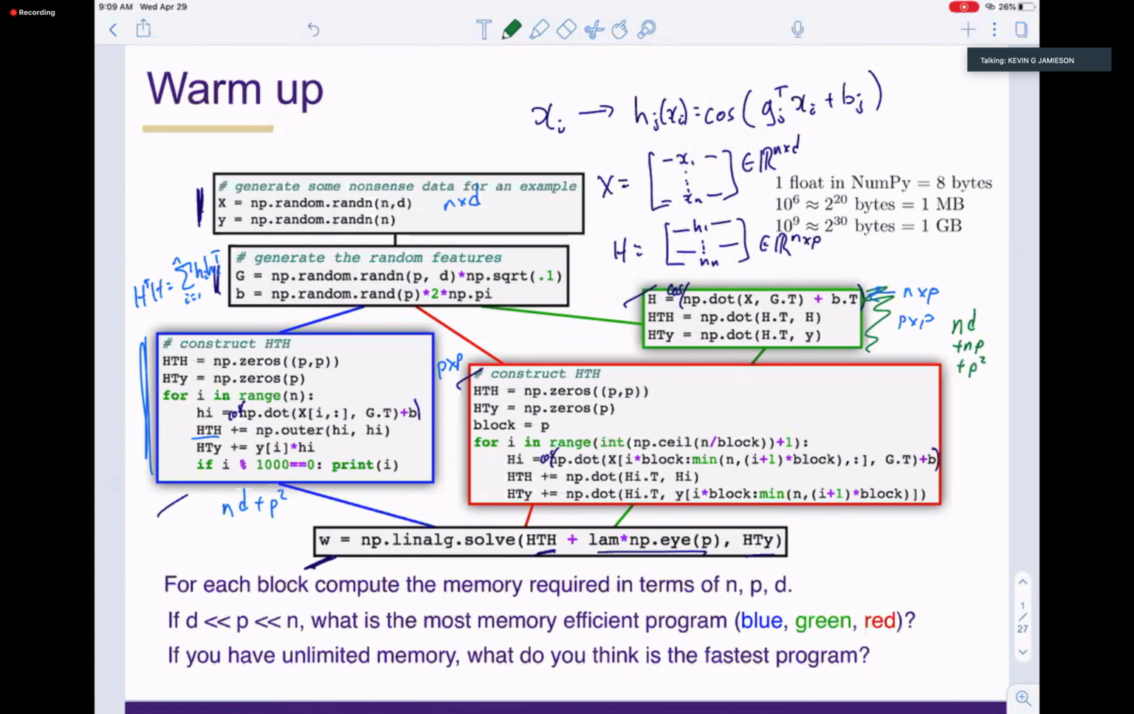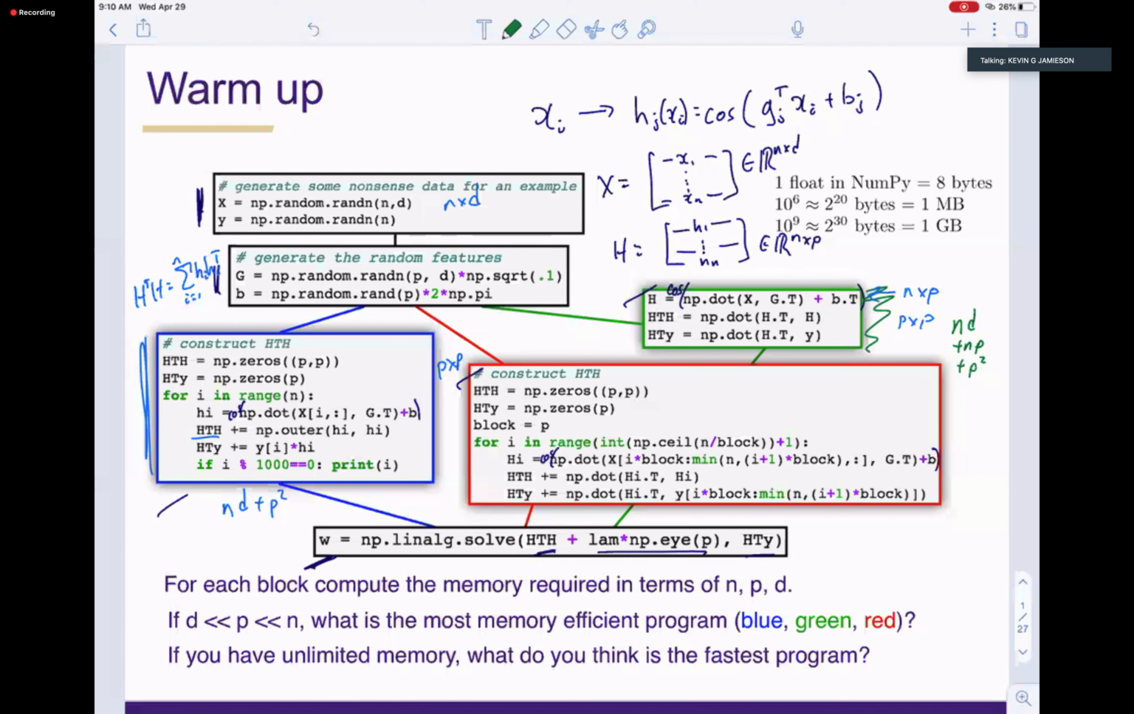And so if n is very large and P is very large, the green could be much less memory efficient. It could require a lot more memory, but it is much faster because it's taking advantage of matrix multiplies through NumPy. These trade-offs between how much memory you're using versus how much computational savings and efficiency you're getting are what we're going to be talking about today. This is a pretty simple case, but I wanted you to see these trade-offs and think about how, when you're implementing something, how you implement it is really important.